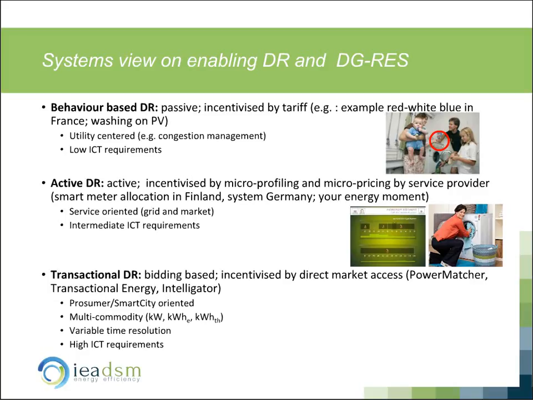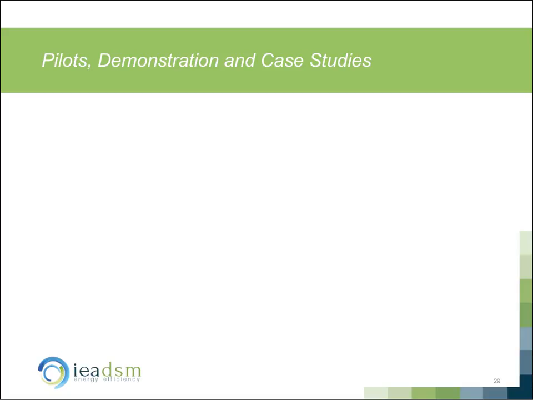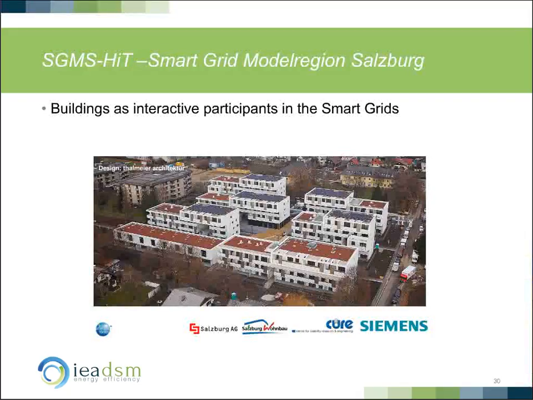One is PowerMatching, a technology which strives to coordinate supply and demand in a completely automated way using software agents. Transactional energy and IntelliGator are also techniques which try to satisfy these requirements. So in this way of looking at systems, it's possible to use bottom-up agent-based mechanisms to get a very well balanced amount of demand response. Then we go to the pilots, demonstrations and case studies. And Matthias will first discuss some of the experiments done in Austria.